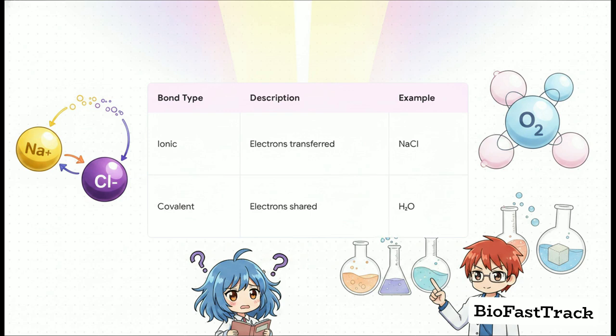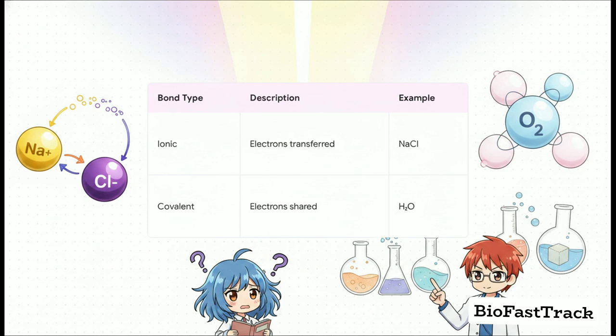Atoms are constantly trying to achieve a stable outer shell, right? And they pull this off mainly through two types of bonds. With an ionic bond, electrons are literally transferred from one atom to another. Think of sodium and chloride turning into the charged ions that make up regular table salt. But in a covalent bond, like in a water molecule, those electrons are shared.